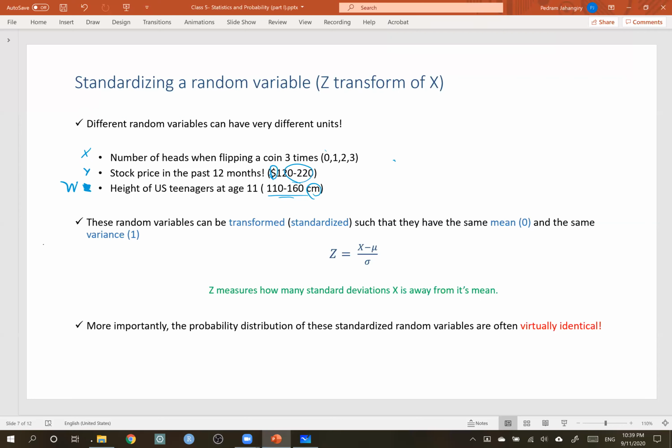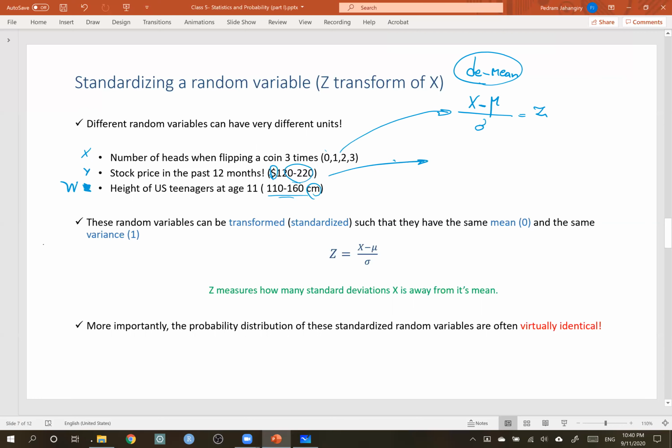And how do we do that? We say whatever your random variable is, if it is X, take the average out. So we call this process demeaning. Take the average out. Demean. Take the average out and then divide it by a standard deviation. So we call this new random variable Z. So for the first one, you do something like this.